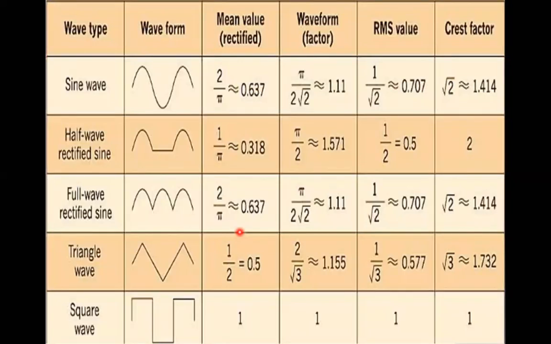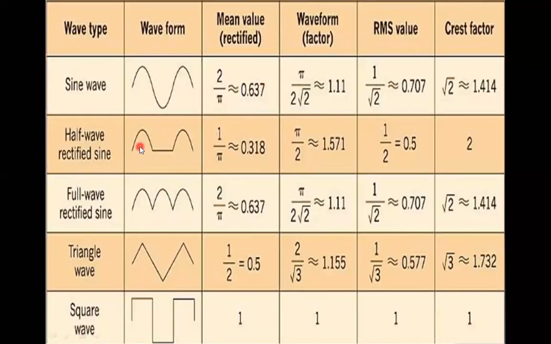Now for different wave types, we can understand what the waveform is and what its mean value, waveform factor, RMS value, and crest factor are. So this is a sinusoidal wave as the first example. The mean value is 0.637, which we have calculated, the waveform factor is 1.11, RMS is 0.707, and crest factor is 1.414. This all we have calculated for sine.